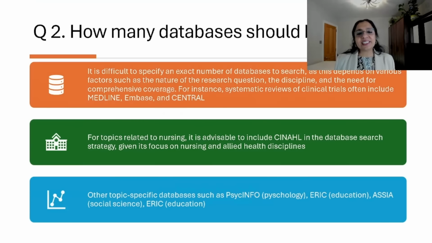So the second question is about how many databases I should search. I have come across this question frequently from review teams and people conducting systematic reviews. It is difficult to specify an exact number of databases to search, as this depends on various factors such as the nature of the research question, the discipline, and the need for comprehensive coverage.